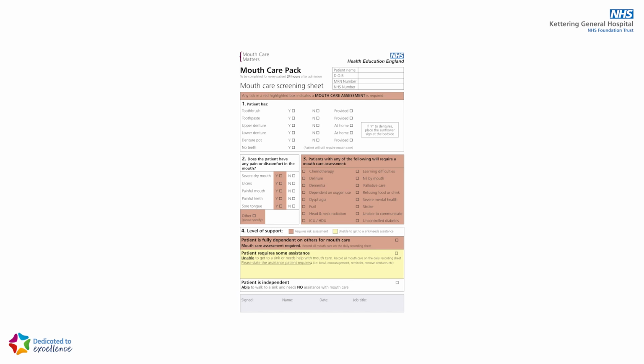So let's use a patient as an example. We've got an 89-year-old female. She is able to communicate, but due to a previous stroke and arm weakness, she is dependent on others for full mouth care, making her more vulnerable. She has upper dentures only, and as she came in as an emergency, she did not bring a toilet bag with her. So let's look at the assessment for this lady.